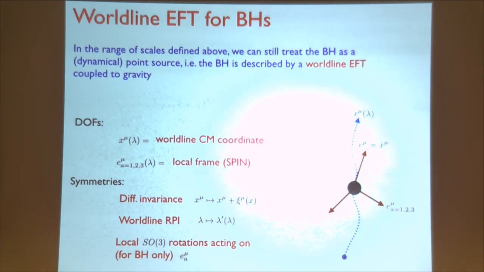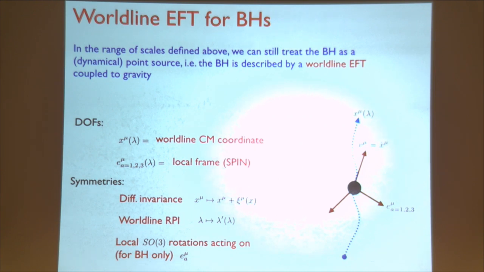In this range of scales where the wavelengths are large compared to the Schwarzschild radius, we're going to shrink the black hole down to a point and treat it as a world line. And so we'll write down an effective Lagrangian for this black hole, including as well finite size effects. And if you didn't know anything, whether it was a black hole or a neutron star, the only thing you would have are the symmetries of the problem and the relevant degrees of freedom.